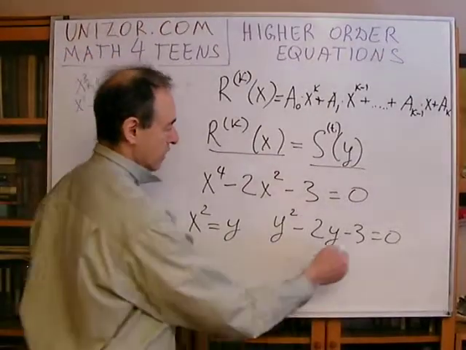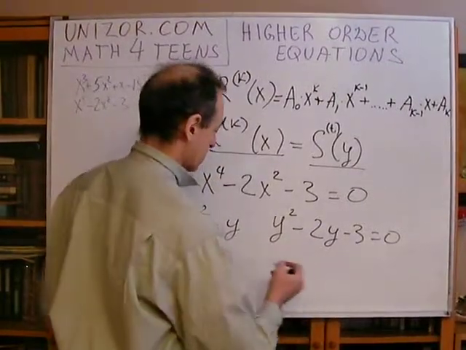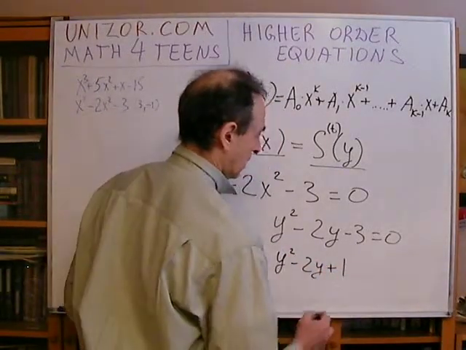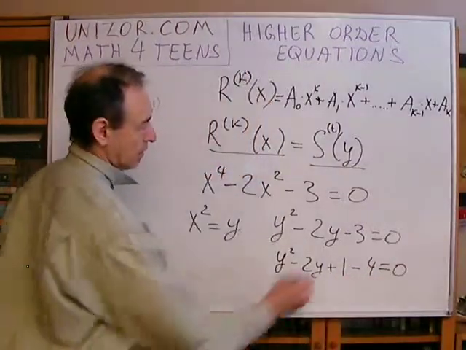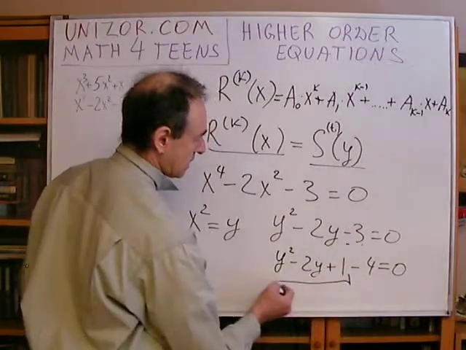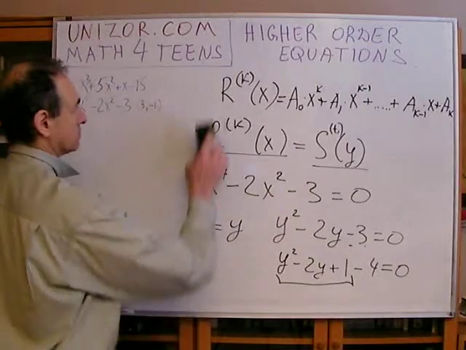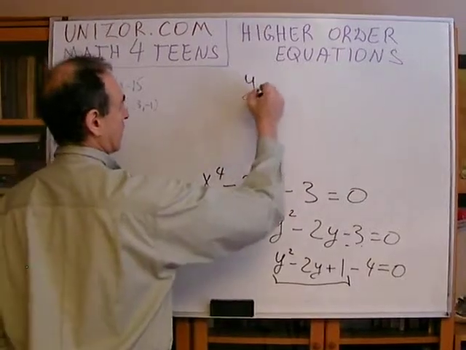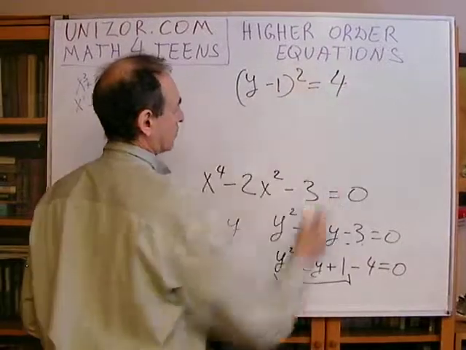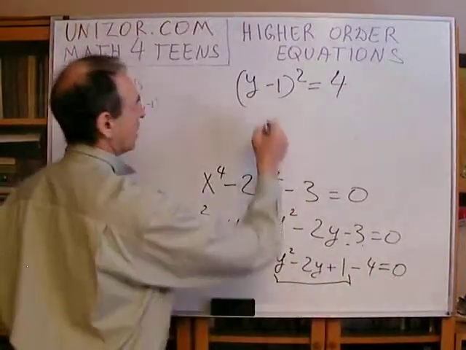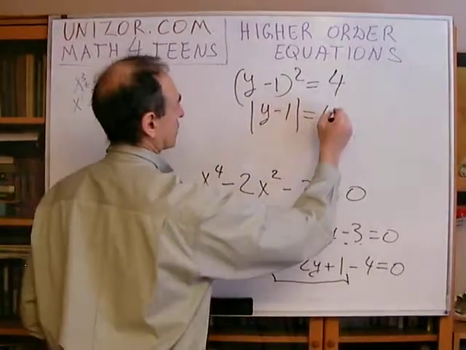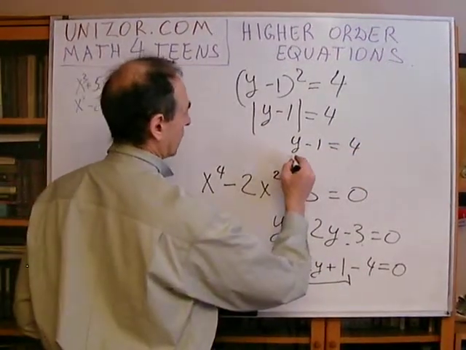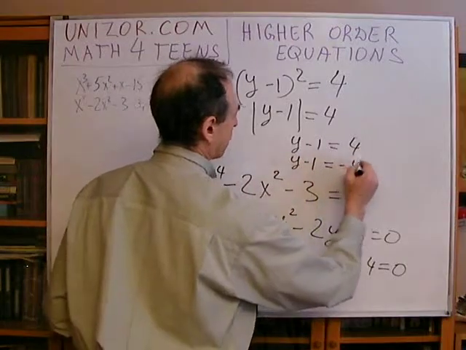Well, very easily. I don't remember the formula, so I will represent it in terms of a full square, which is y squared minus 2y plus 1 minus 4 equals 0. So I represented minus 3 as 1 minus 4, and this is a full square. This is y minus 1 squared equals 4, right? So y minus 1 absolute value is equal to the square root of 4. So it's y minus 1 is equal to the square root of 4, or y minus 1 is equal to minus the square root of 4. Two solutions.